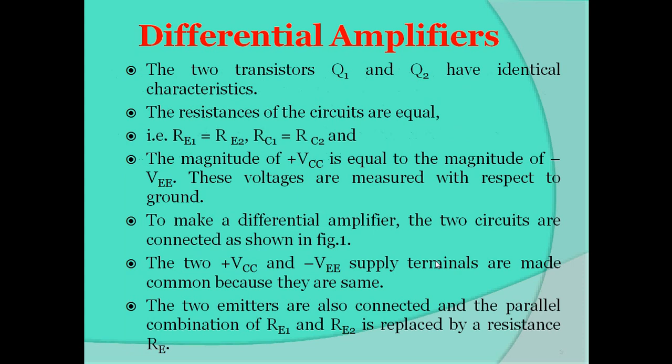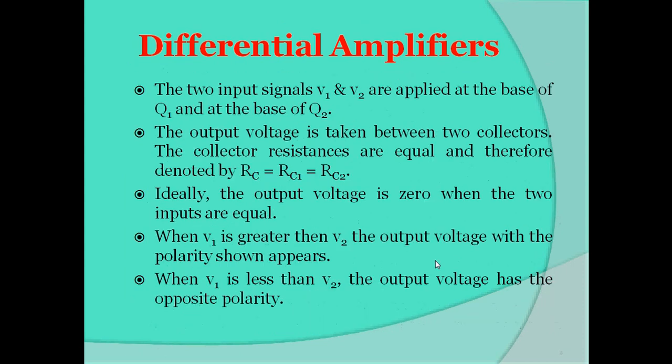All we have seen is that the characteristics are identical and the supply voltages have the same amplitude and polarity, plus VCC. The output voltage is collected at both the collectors, so it is V0. Now this output voltage polarity will depend on the two input voltages. When V1 is greater than V2, the output voltage will be obtained with the same polarity as shown on V1. When V1 is less than V2, the output has the opposite polarity to V1.